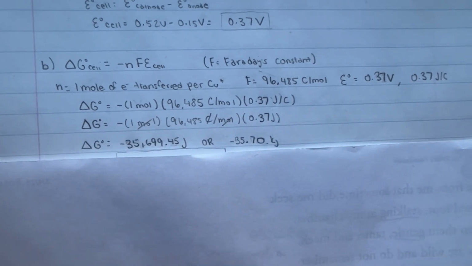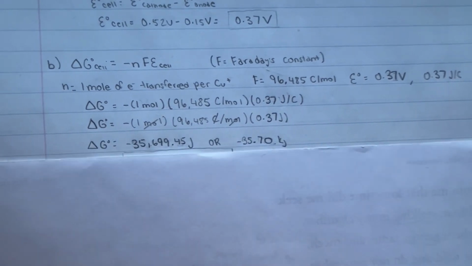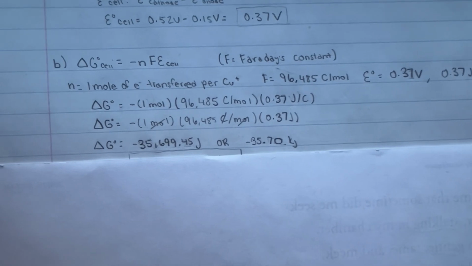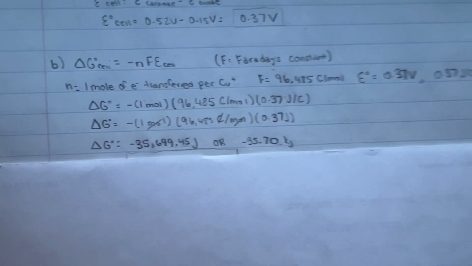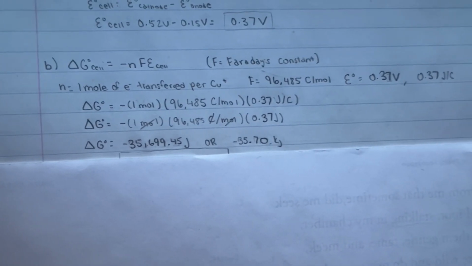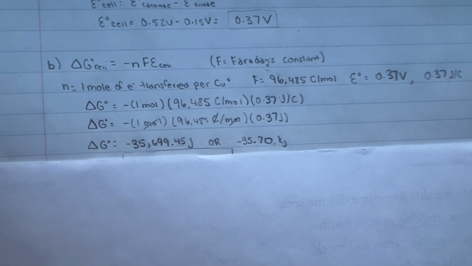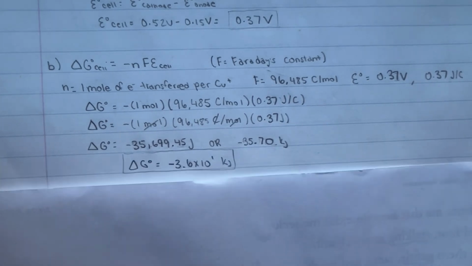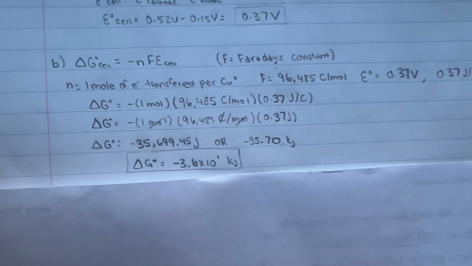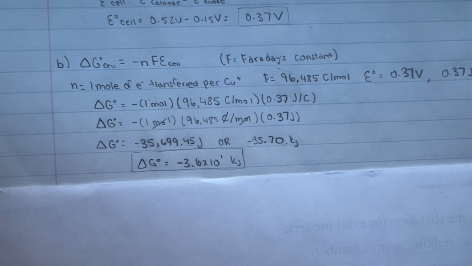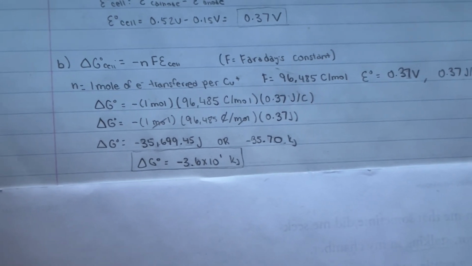Next, by carrying out the multiplication, you're going to get delta G equals negative 35,699.45 joules. This can also be converted to about negative 35.70 kilojoules. Going back to our two significant figures from the first question, your final answer is going to be delta G equals negative 3.6 times 10 to the 1 kilojoules.